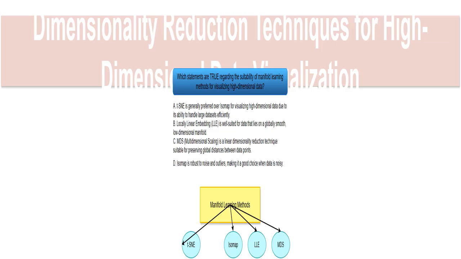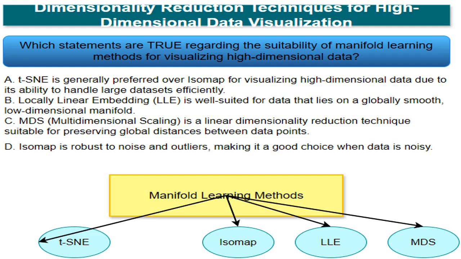This question tests your understanding of different dimensionality reduction methods like t-SNE, isomap, LLE and MDS. You need to determine which statements accurately reflect the strengths and weaknesses of each technique in the context of visualizing high-dimensional datasets. I'm looking for you to evaluate the capabilities of each method for handling large datasets, noisy data, and data with global versus local structure. This is the overall theme.